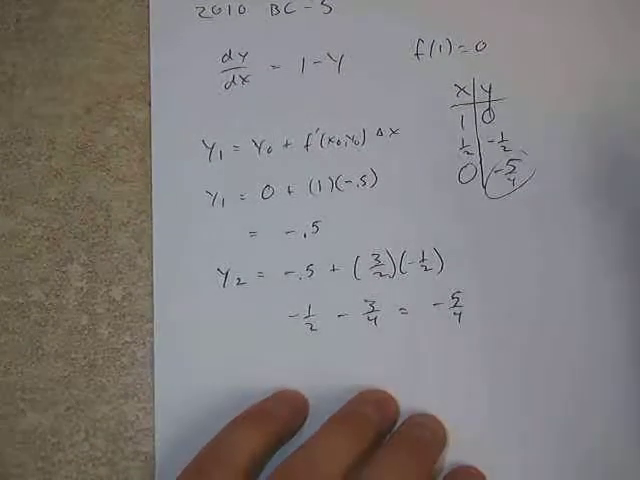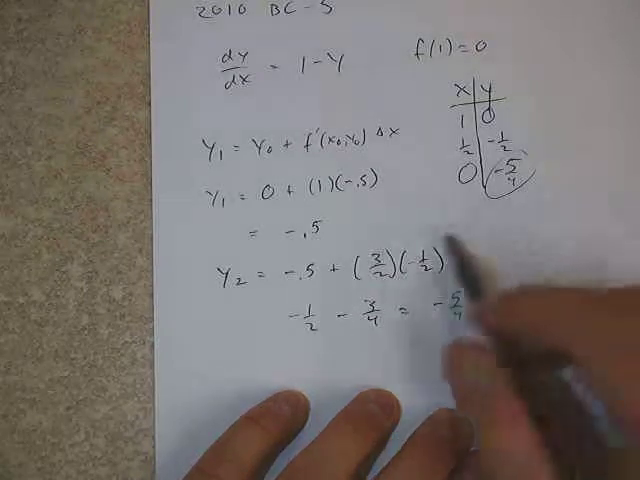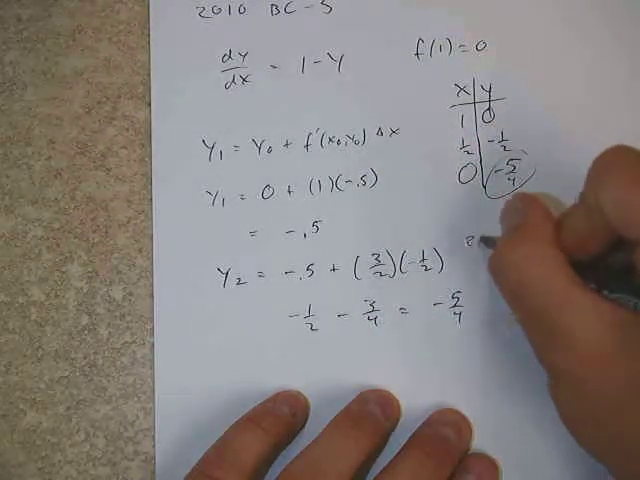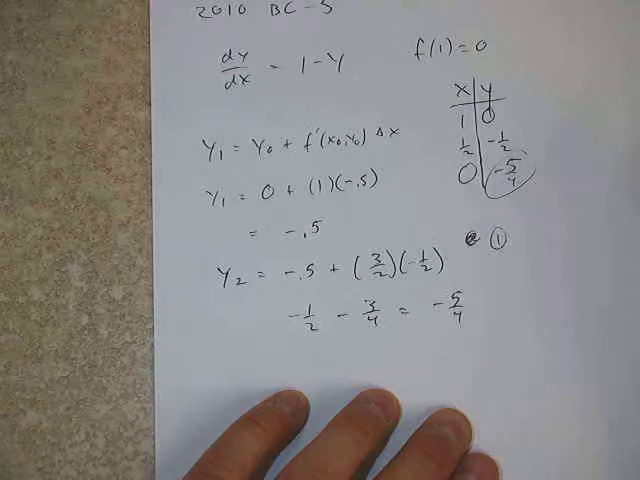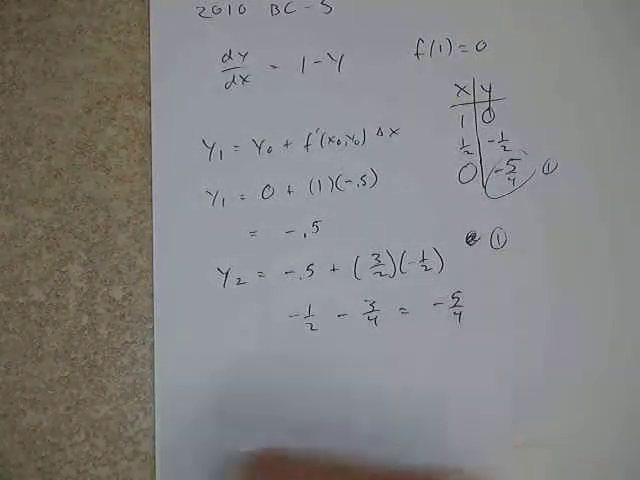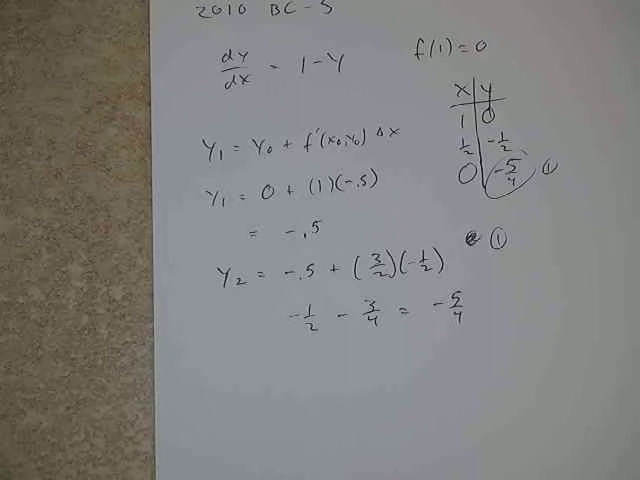The point breakdown on that from 2010 was 2 points. You got 1 point for showing the Euler's method work, and then 1 point for having the answer as well. So you have some problems in your homework assignment today that deal with Euler's method, pretty much doing the same thing I did on these 2 problems.